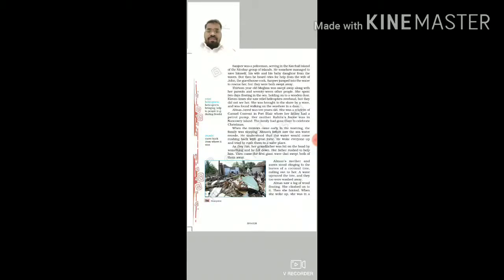When the tremors, the sudden shaking, came early in the morning, that is 5 o'clock, as we have already discussed, and Ignatius' wife woke him up, the family was sleeping. Alma's father saw the sea water recede, moving back from where it was. It is also another sign of destruction. He understood that the water would come rushing back with great force. When it moves back, the gravitational force causes a lot of destruction.